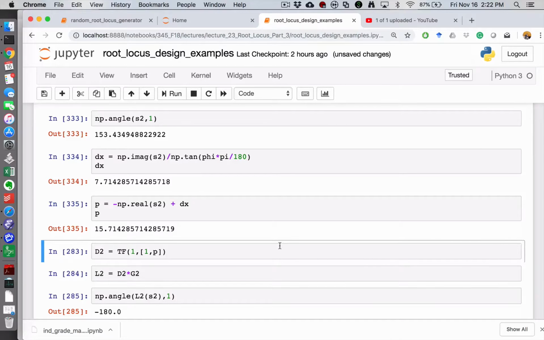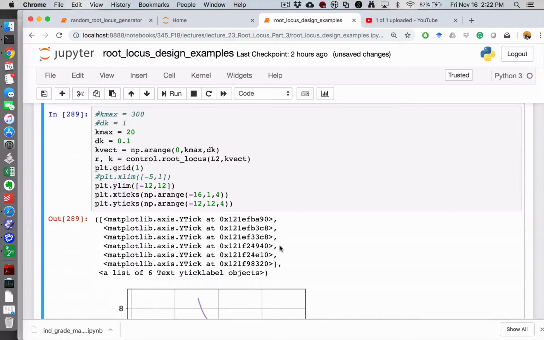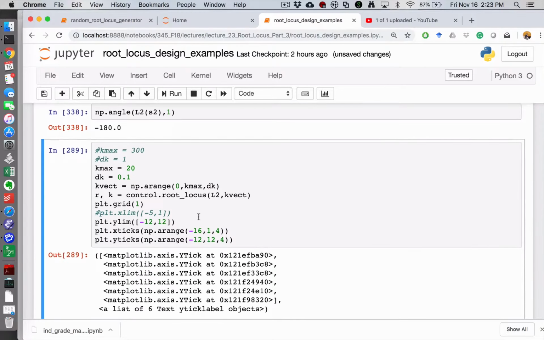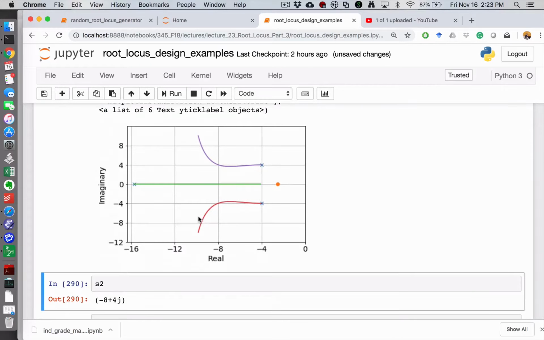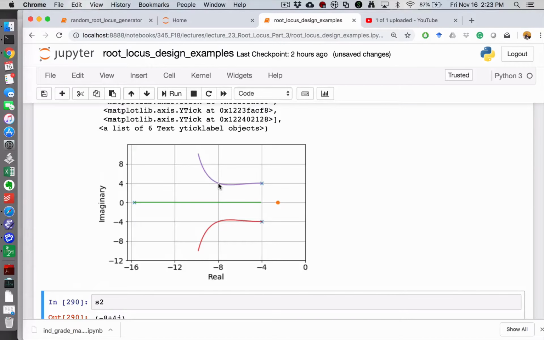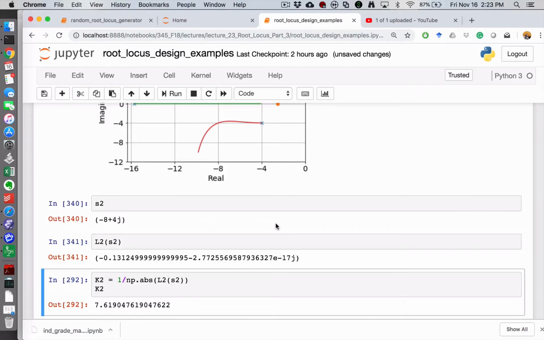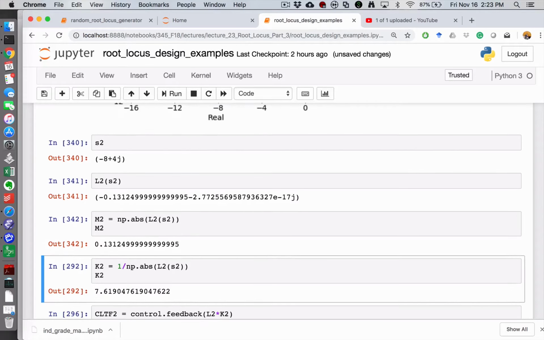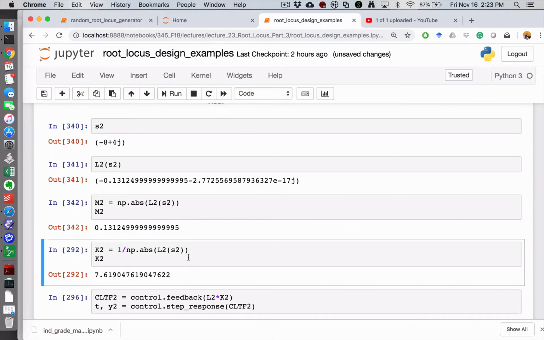So here I define the D2, define the L2, double check that at that point, my L2 should have a phase of negative 180, and it does. And then I generate the root locus of that, and we can see that we do, in fact, pass through negative 8 plus 4j. And then if I wanted to know the k that corresponded to that, I use the magnitude condition. And so M2 would be the mp.abs of L2 evaluated at S2. And so the magnitude of that is 0.1313 apparently. And so the k that puts me there is 1 over that.